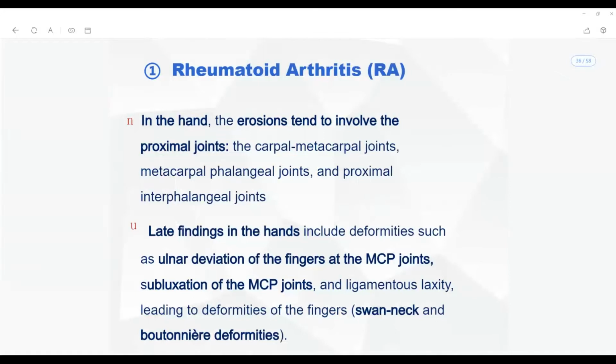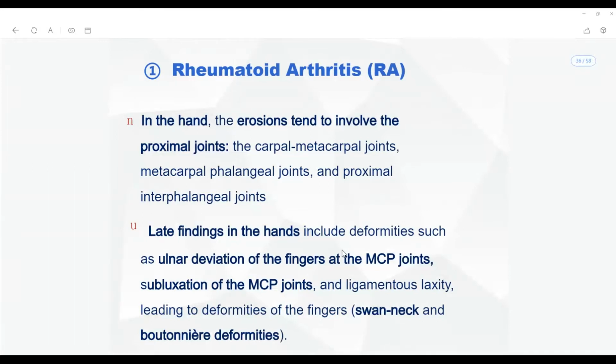MCP and PIP joints are actually involved in rheumatoid arthritis. What we will be finding is that there are two types of deformities present here. Remember, this is a very, very famous question. It will be asked in so many exams. Findings of rheumatoid arthritis.